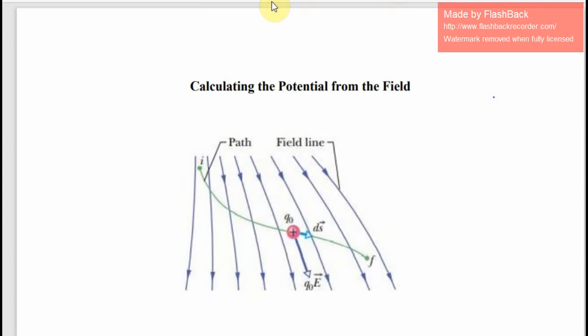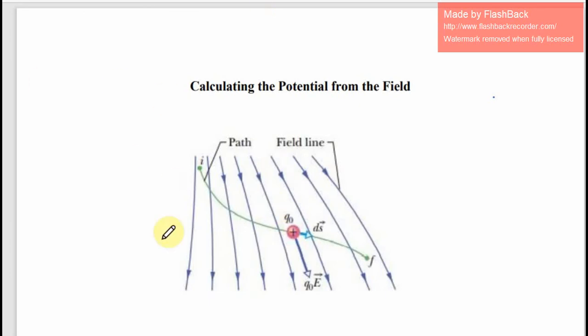In the last lecture, we discussed what electric potential energy is, and equipotential surfaces. Now, in this session, we will talk about how we can calculate the potential from the field.